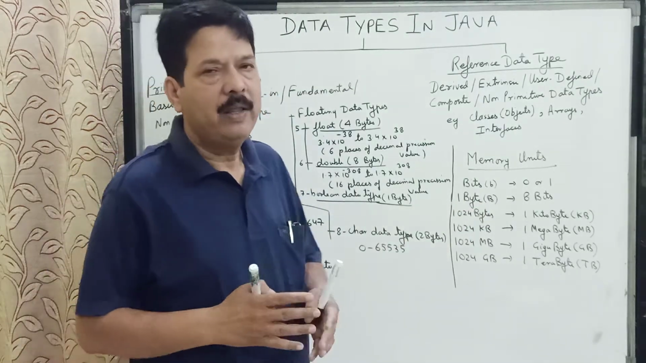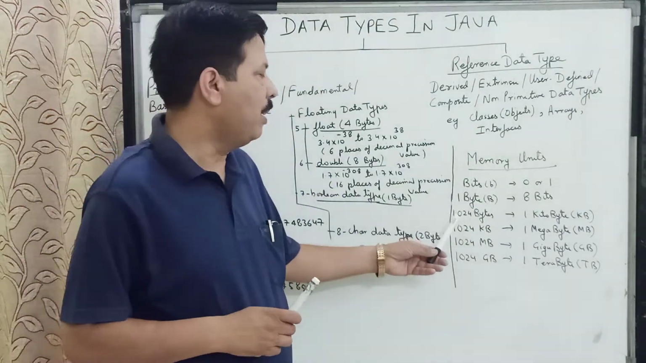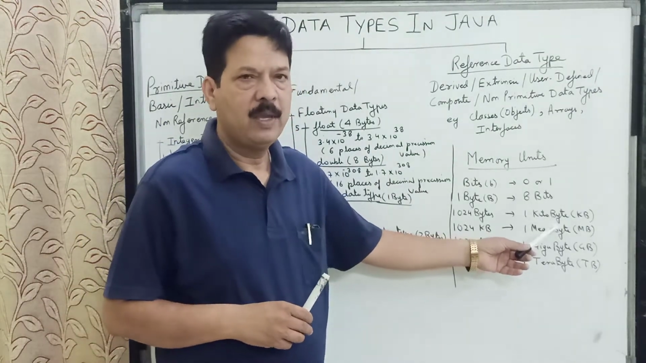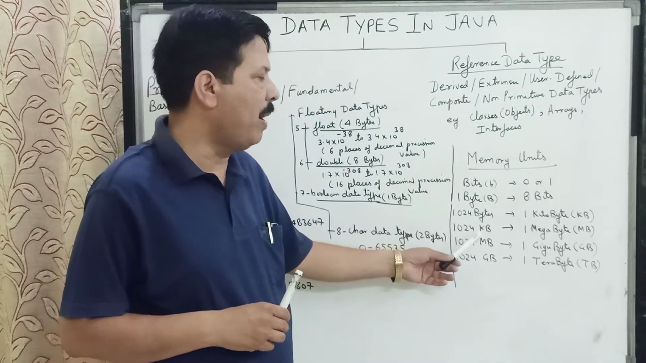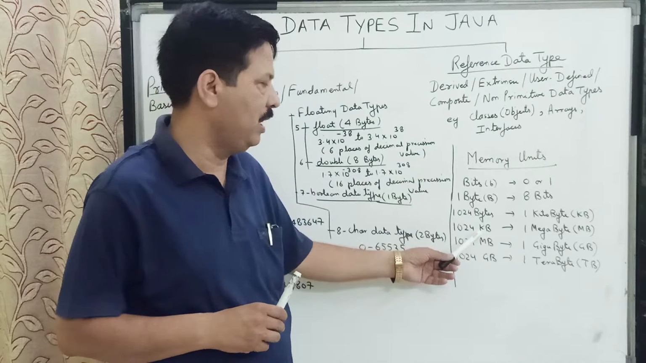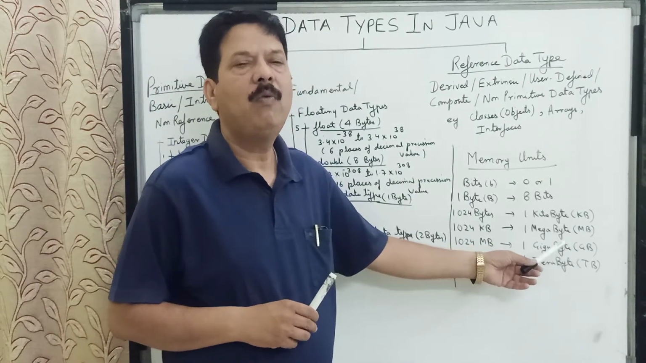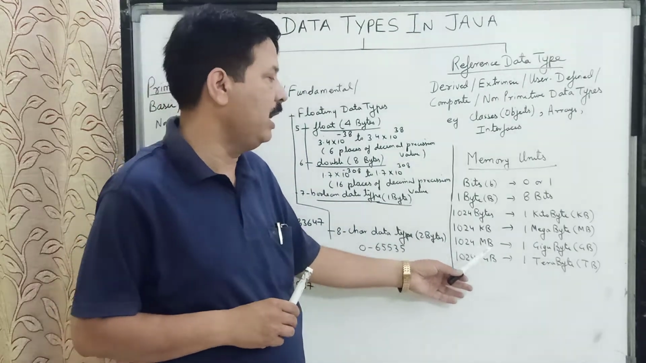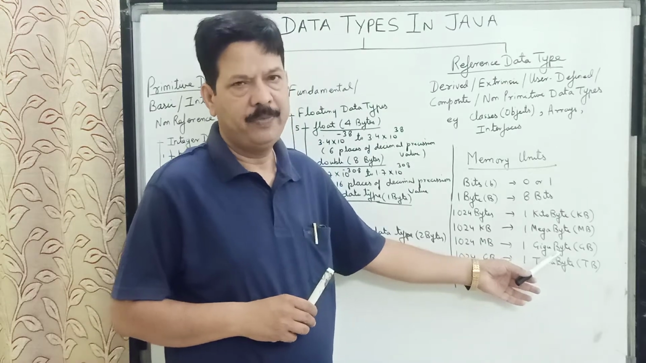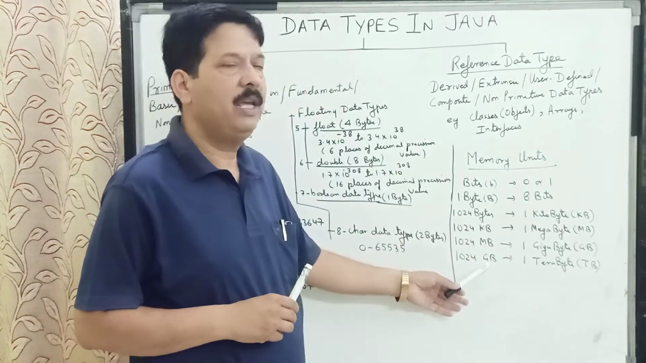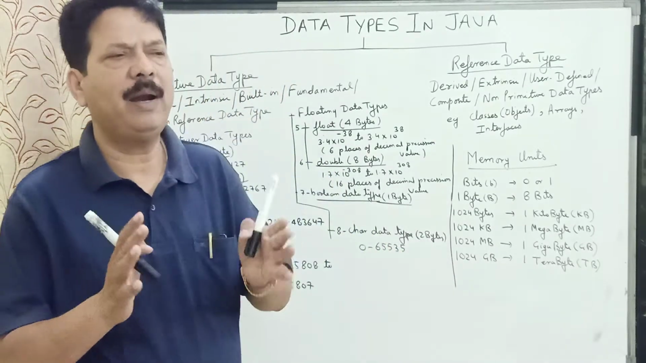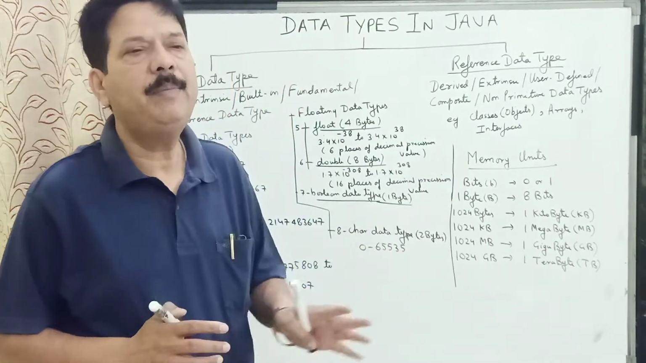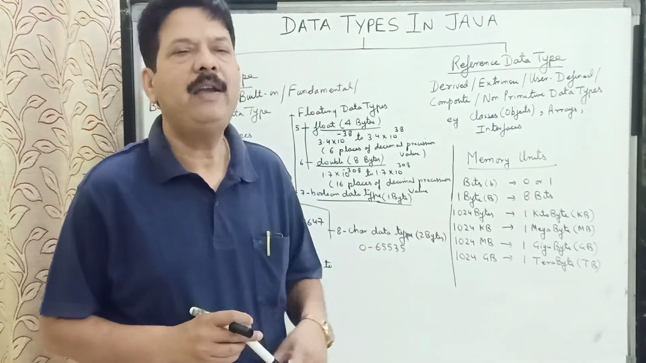And when we talk about the higher units of bytes, if you combine 1024 bytes, they make up 1 kilobyte, represented by capital KB. 1024 kilobytes represent 1 megabyte or 1 MB. 1024 MB represents 1 gigabyte or GB. And 1024 GB represents 1 terabyte. Children, we are up to this unit only. So these are the memory units where we use different units to store data.